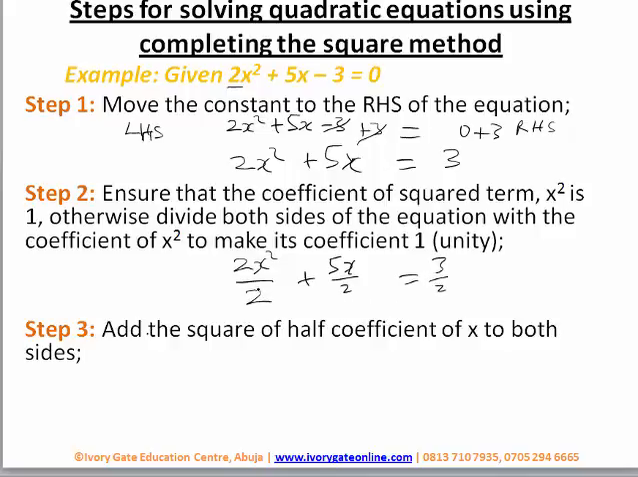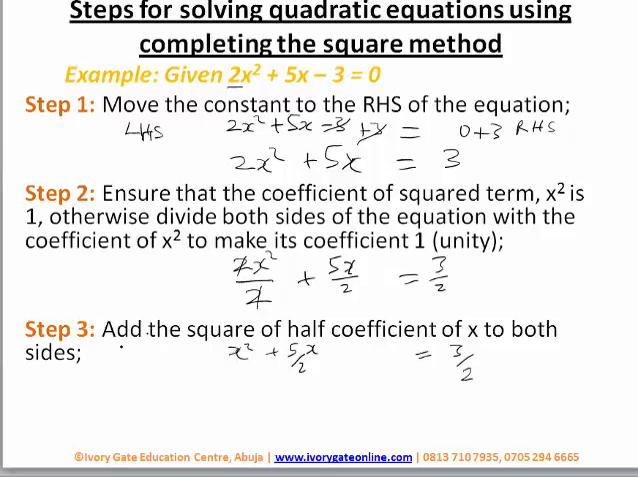So with this, we have the 2s cancelling out, basically leaving us with x squared plus 5 over 2 x is equal to 3 over 2.